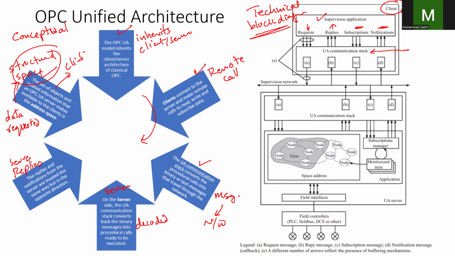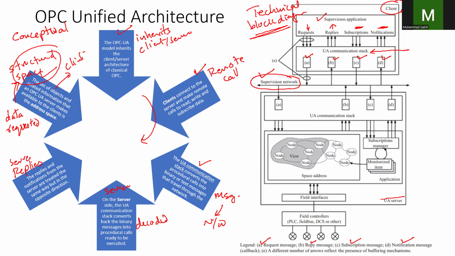And this communication stack is labeled, for example, A, B, C, and D. So what is A? A is our request message. B is our reply message. C is our subscription message, and D is our notification message. So all these messages are here, and the communication happens over the supervision network. All the messages over the supervision network reach the UA server.